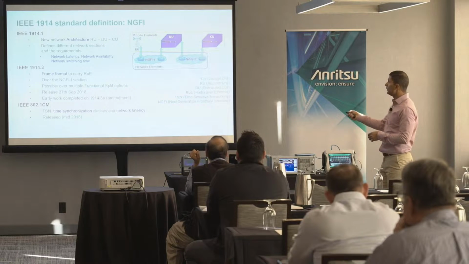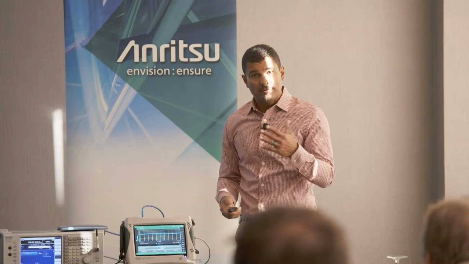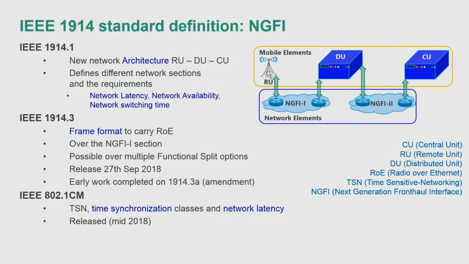Now in the past for 4G, this was all one unit, right? This was all the baseband unit. But in 5G, they're splitting the functions up and identifying them as NGFI 1, that's your fronthaul, and NGFI 2, that's your midhaul. Your backhaul is still coming out from the CU here. Why is this important? Because once you identify this new network architecture, now you have different flexibility on where you want your traffic to go based on network latency, network availability, and network switching time.